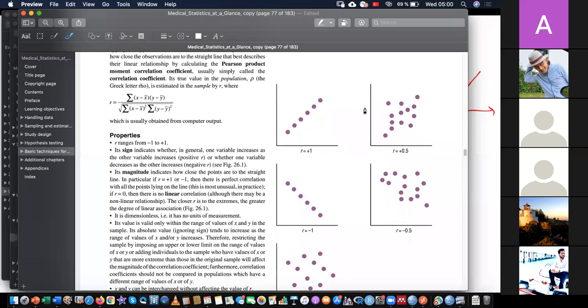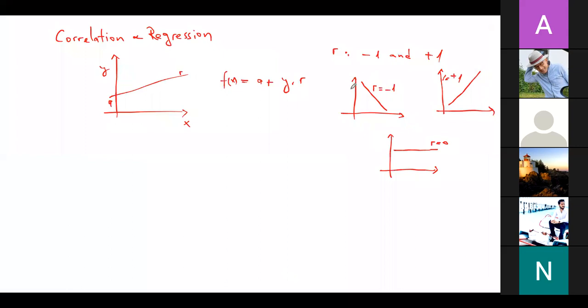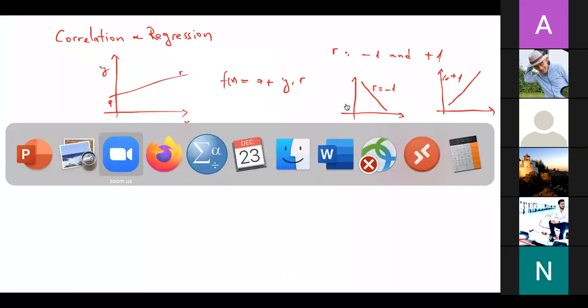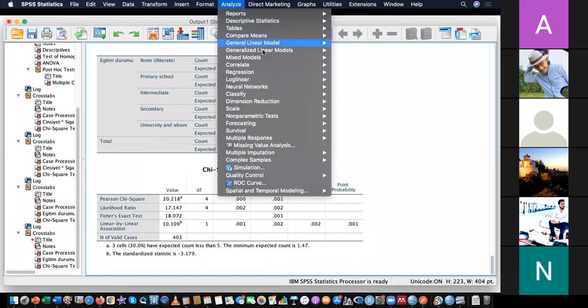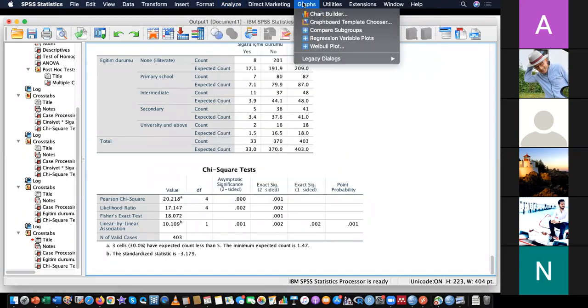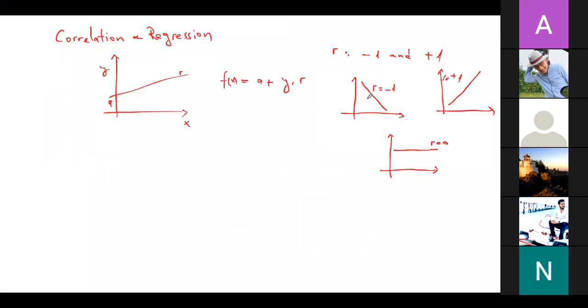By the way, do you remember the name of this graph? We discussed 5 different graphs in our class. If I want to do this graph with SPSS, I will go to Analyze, Graphs. Which graph is this? Scatter, thank you. Yeah, it is scatter. These are called the scatter graphs.